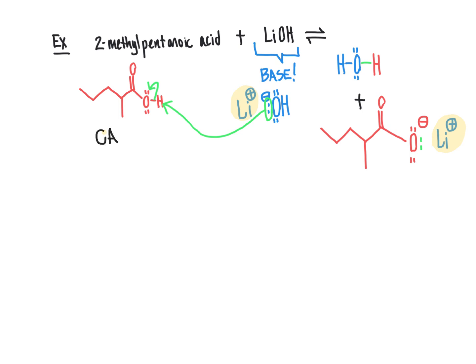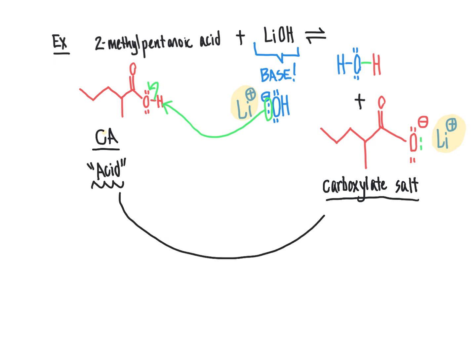Our product of deprotonating a carboxylic acid is the carboxylate salt. So I'll go ahead and label that as our carboxylate salt. The other way that we could look at this is we could classify, if you think back to your general chemistry, we could classify the carboxylic acid as our acid, and the acid, during the course of an acid-base reaction, gets deprotonated to become the conjugate base. So we would describe the carboxylate salt as the conjugate base in this reaction.